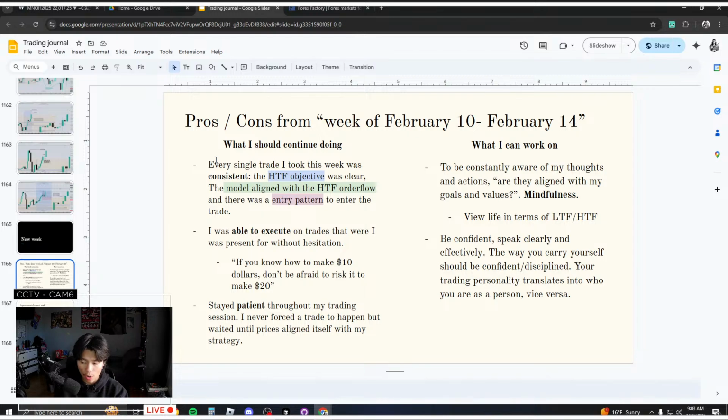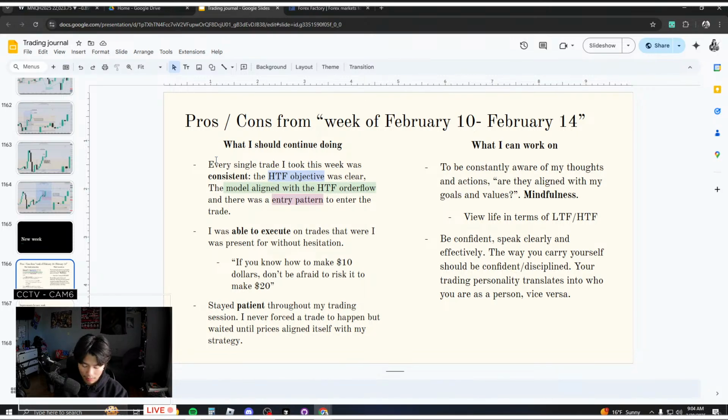My model, how am I going to align myself with the higher time frame order flow, is based off of this specific time frame, and my entry pattern is this fair value gap right here, right? I should be able to answer those questions. I should be able to tell a story with the trade that I take. Consistent models, right?